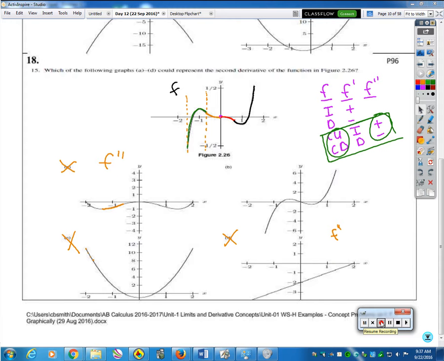They give us the graph of f. You're supposed to find the graph of f prime. So Danica's chart is your friend. And what we noticed, we did this one in first period today.